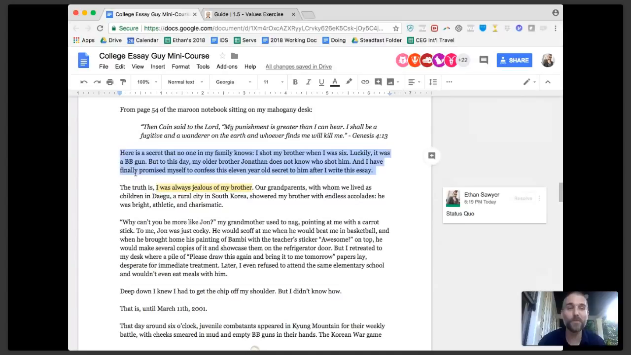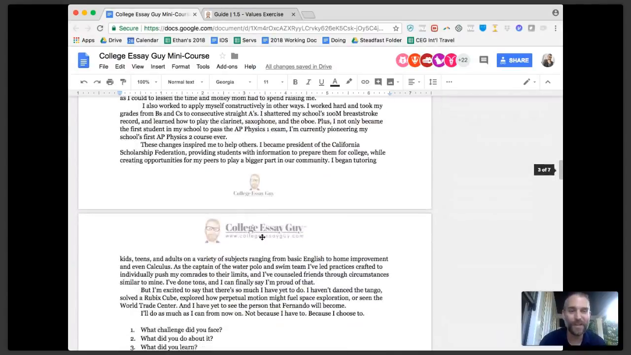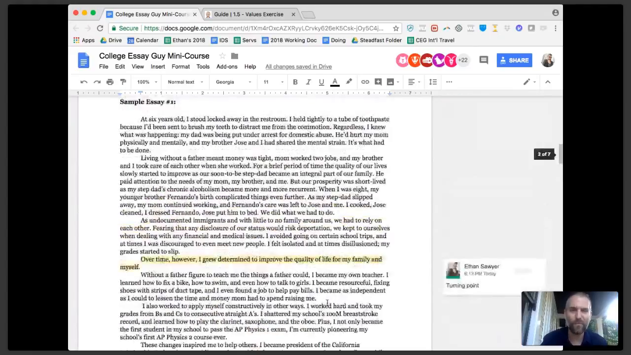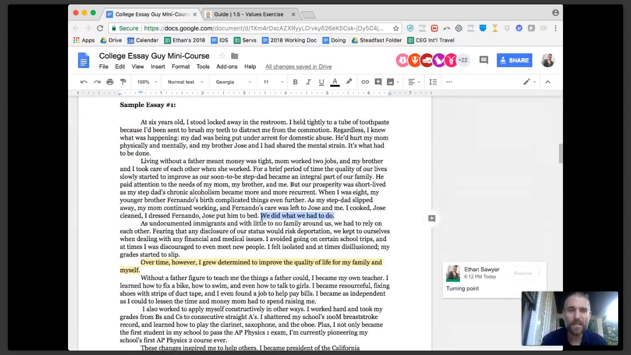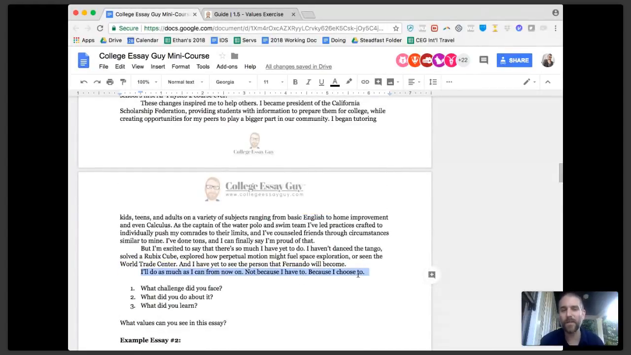It's a different relationship with the brother, but it's interesting that when you look at the end here, he says, I have yet to see the person that Fernando will become. This is his little younger brother. And the big shift that I see in this essay that I really love is the core value of, it's what had to be done. He says, we did what we had to do. And then at the end, he says, I'll do as much as I can, not because I have to, because I choose to. That's an incredible autonomy, independence, freedom at the end that really moves me.